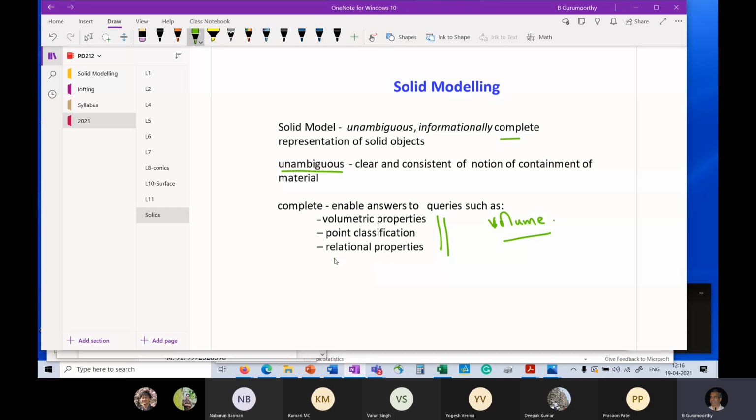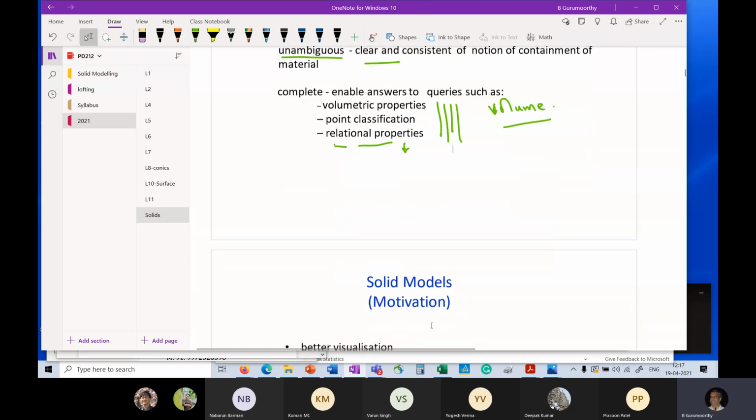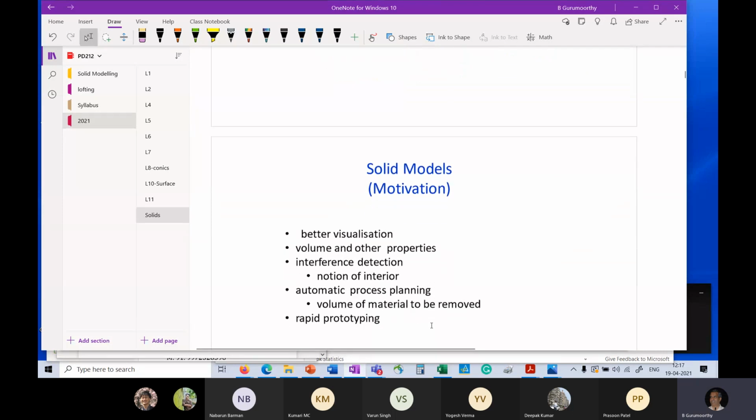And the last is what we call relational properties, meaning do two objects touch each other? Do they intersect each other? How far are they from each other? If I cut one with the other, what do I get? These are all relational properties. So the expectation now is that the representation must, A, be consistent and unique, and B, must allow me to compute answers to questions such as these. That's essentially what we want to do in solid modeling. And why are they required?